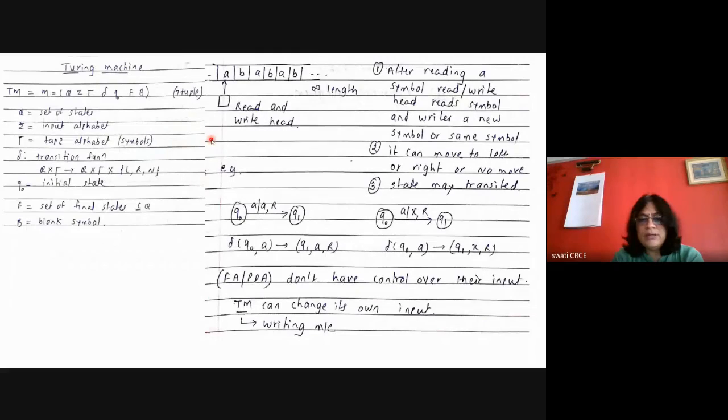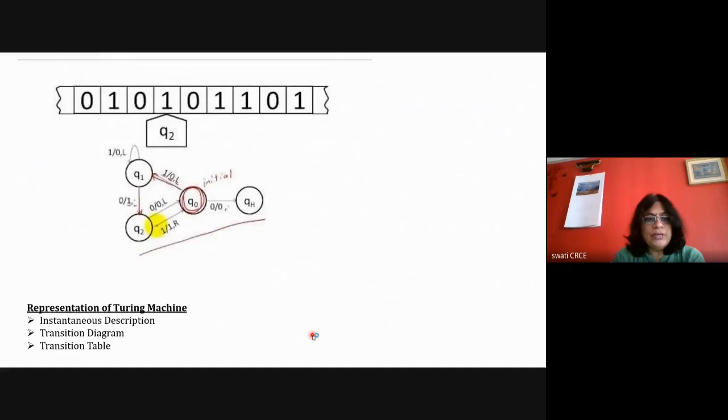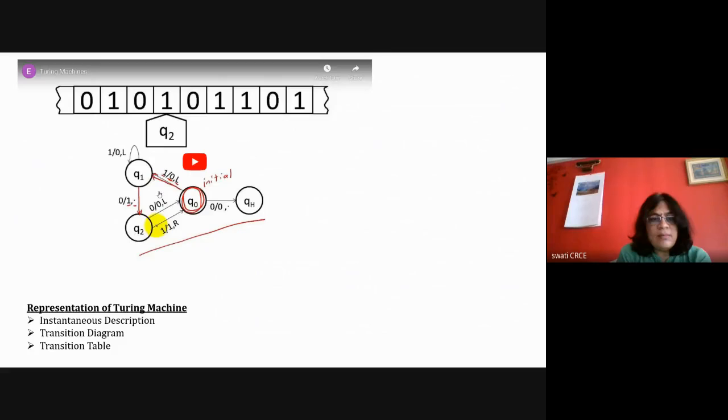Okay, now here Turing machine can change its own input, and it is also called a writing machine. So here also this can be the diagram on which we can show. See the animation here. We can represent our Turing machine with the help of instantaneous description, transition diagram, and transition table. Okay, so right now I am postponing the explanation of instantaneous description. We will see it in one of the problems after today's lecture, or in today's lecture, whatever possible. I'm going to tell you about transition diagrams and transition tables.